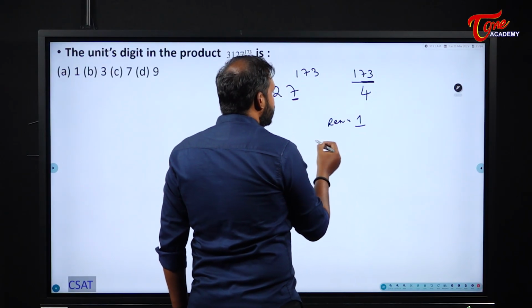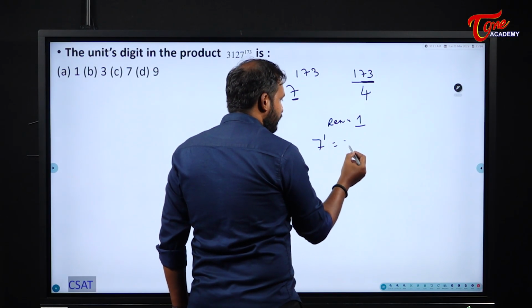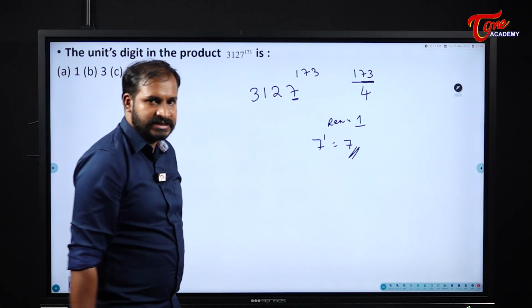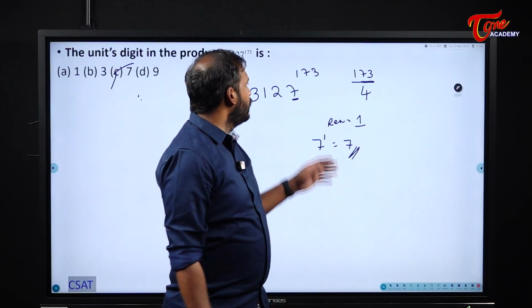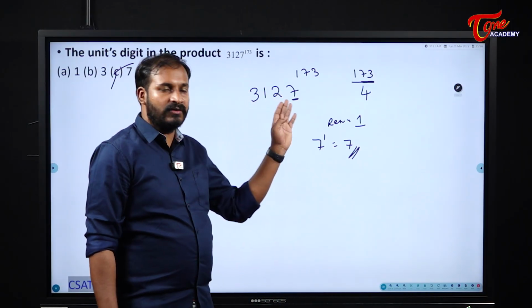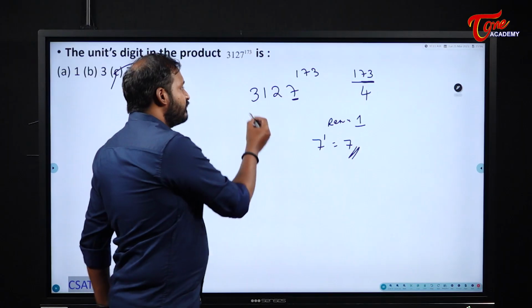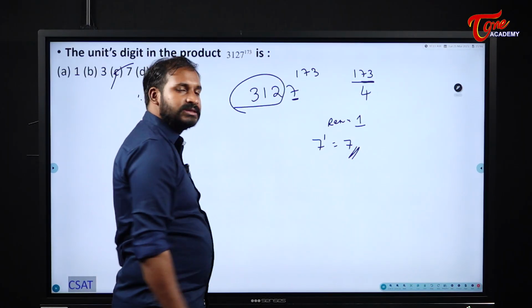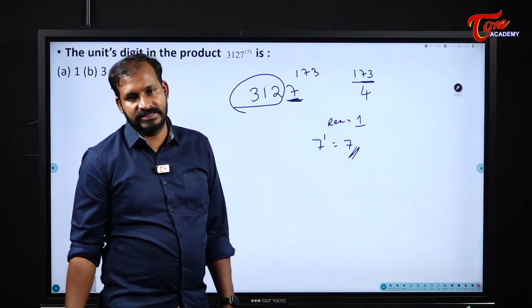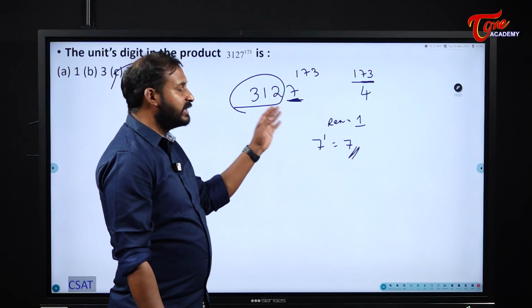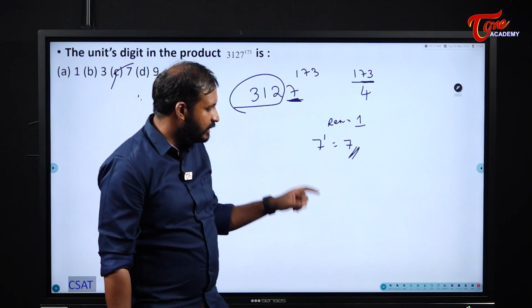So what you will do? 7 to the power of 1. What is it? 7. 7 to the power of 1 is 7. So our answer here becomes what? 7. So the unit digit of 3127 whole to the power of 173 is 7. See students, we will not bother about these remaining numbers. We only concentrate on the digit which is present at the units place. Here we don't require the complete number. Okay, next one.